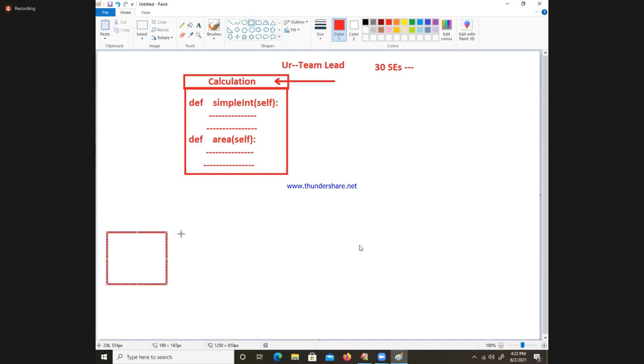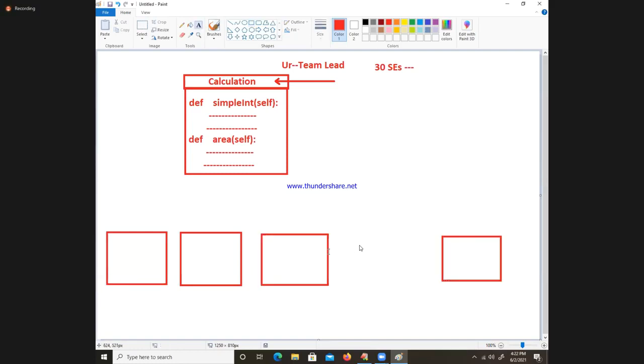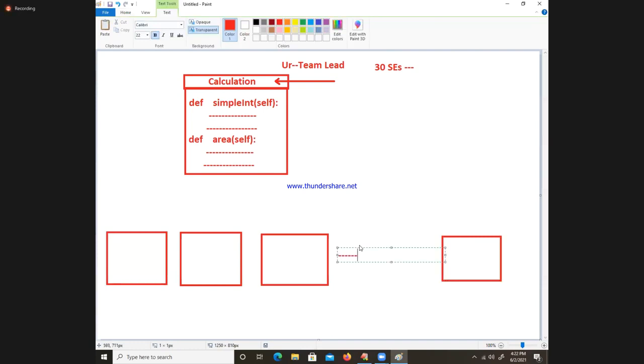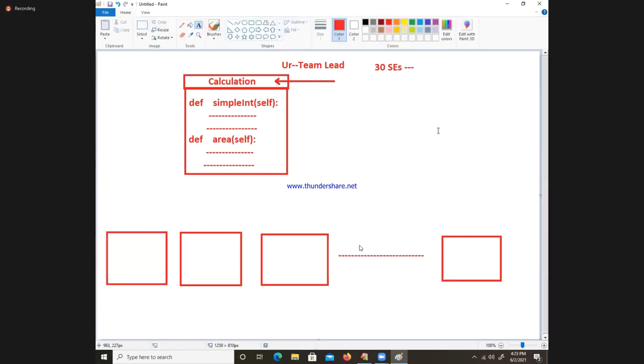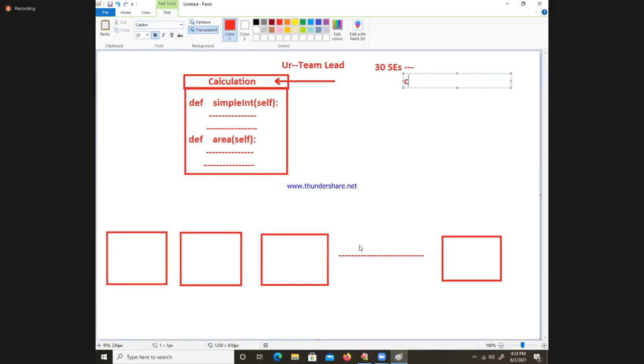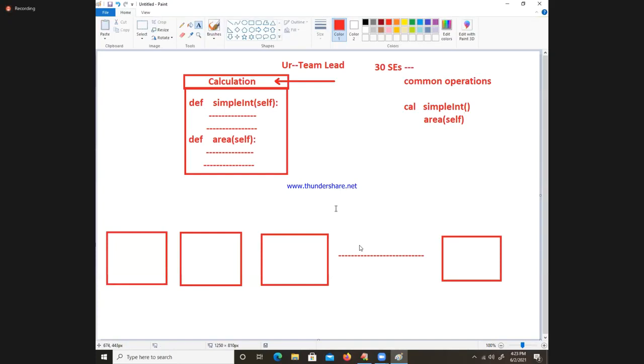This is the class of software engineer 1. This is the class of software engineer 2. This is the class of software engineer 3. Quickly try to get it now. Like this, you have all 30 software engineers with you. All these 30 software engineers require some common operations: calculating simple interest, and calculating the area of a certain figure, such as a circle.